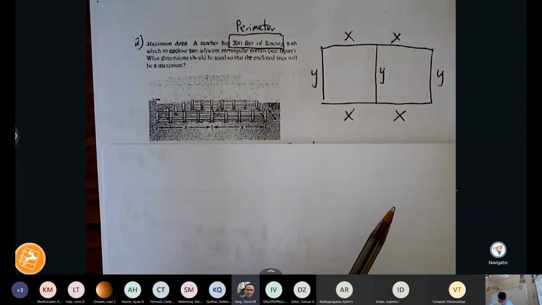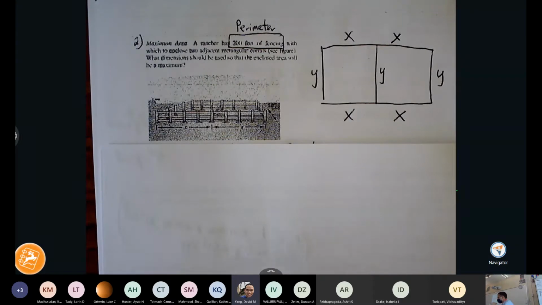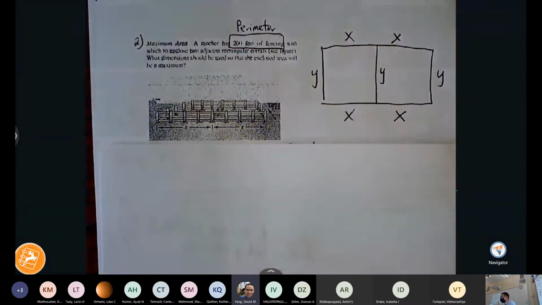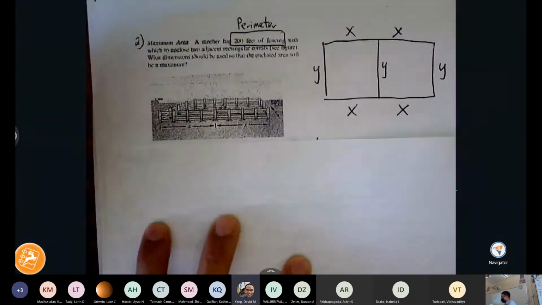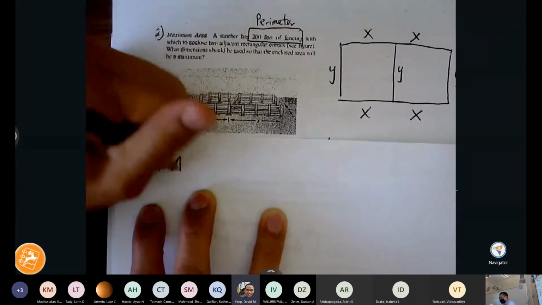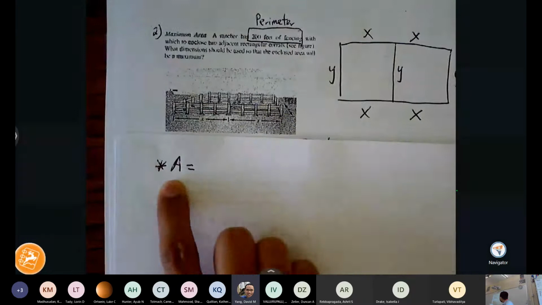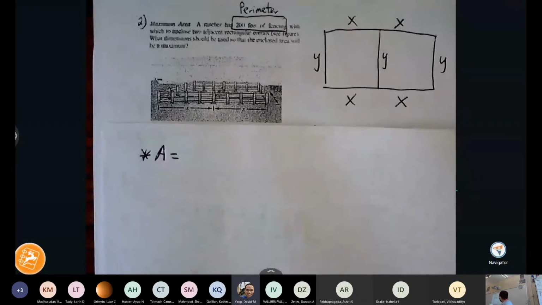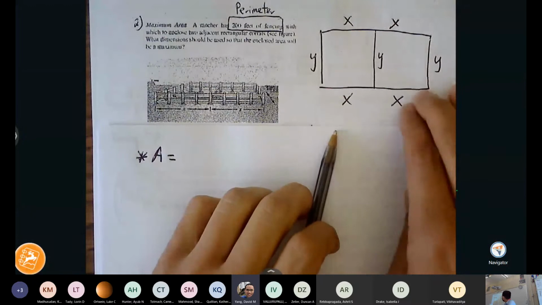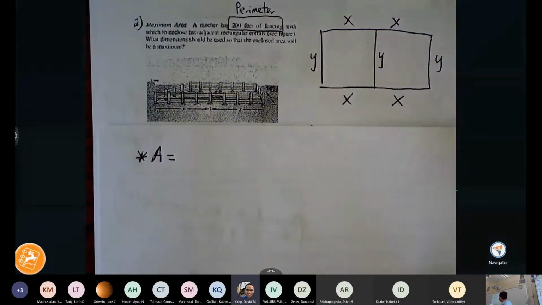All right. So first things first, what equation are we trying to optimize? The area. Because maximum, right? We see the word maximum is describing area. So we're going to zero in on that. That's going to be our focus. I'll put a star next to it. And we look at our shape, and we're going to build our area equation. What's the area of that rectangle that you see in front of you?